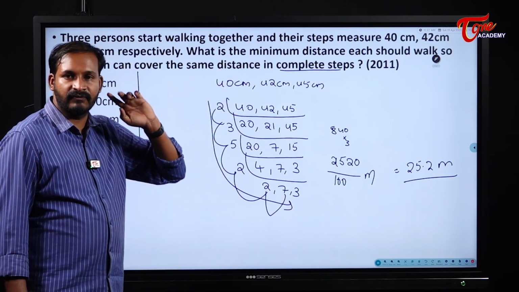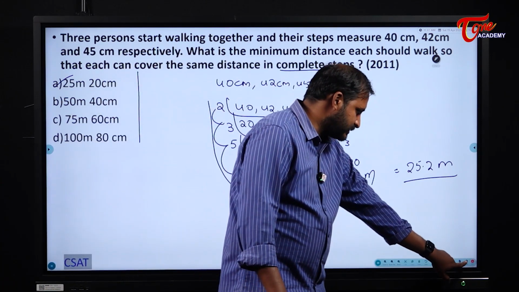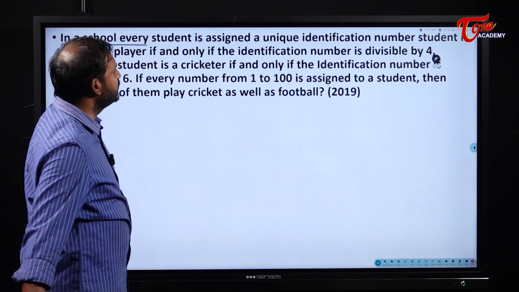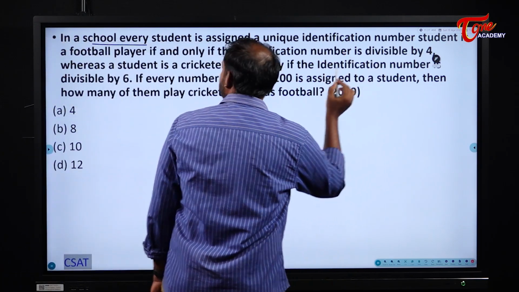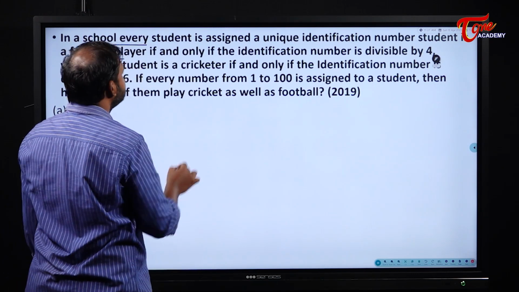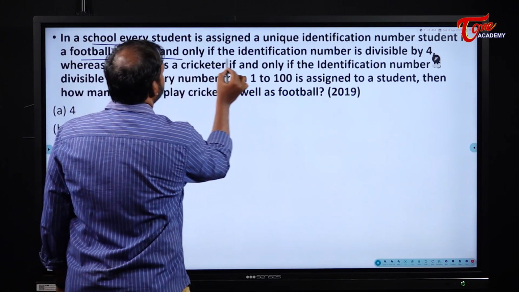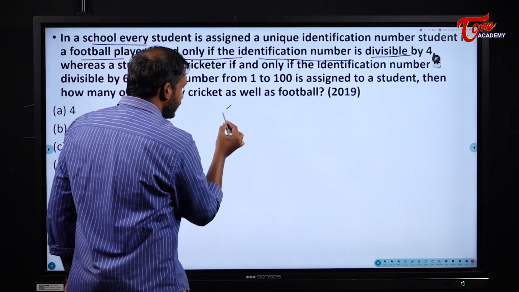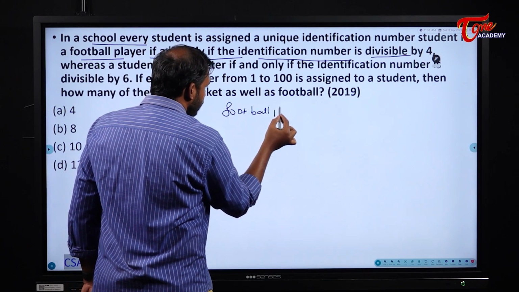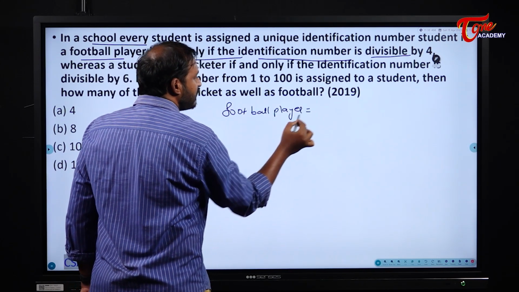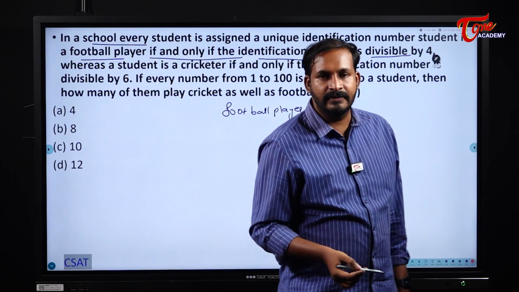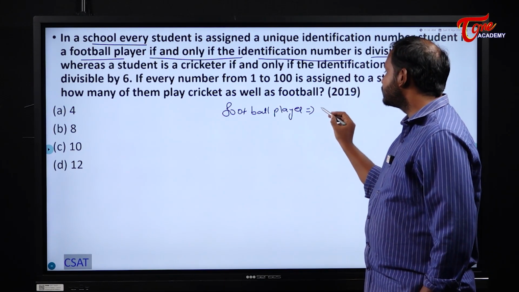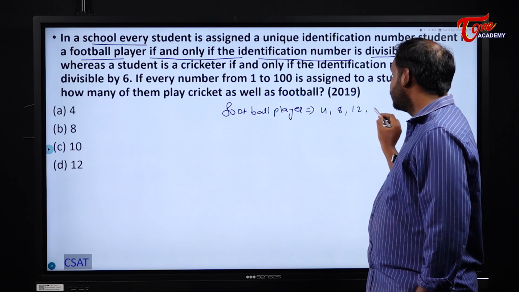So these types of questions are very, very important. They may ask you. Next one. In a school, every student is assigned a unique identification number. A student is a football player if and only if his identification number is divisible by 4. That means for a football player, now tell me what are the chances of his identification number? Multiples of 4, right? Definitely it should be a multiple of 4. That means 4, 8, 12, 16, like this.